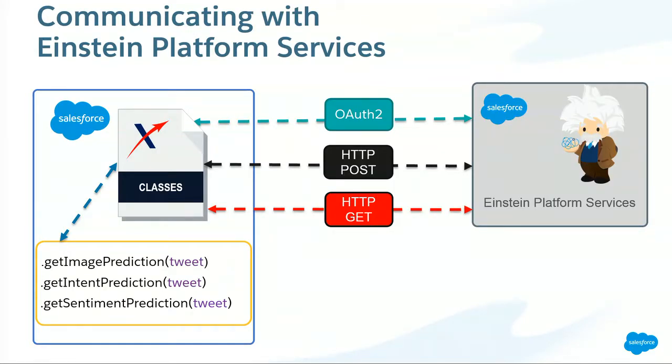To communicate with Einstein Platform Services, it's pretty easy because we have already open source libraries that you can use. So in Salesforce, I'm using those classes, but I have also created 3 methods that I'm passing the information I'm interested in. So this is get image prediction, get intent prediction, and get sentiment prediction. And here I'm passing the tweets I'm interested in.